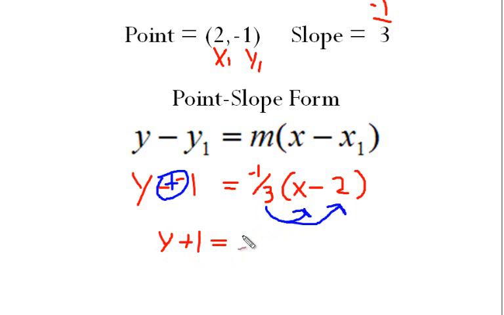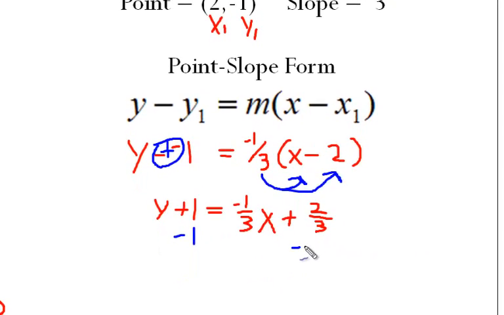Okay, so negative 1/3 times x is negative 1/3 x. And negative 1/3 times negative 2 is going to give me positive because they're both negative. And this is going to come out to 2/3. Alright, the last step here is just to subtract 1 from both sides so I can get y by itself.